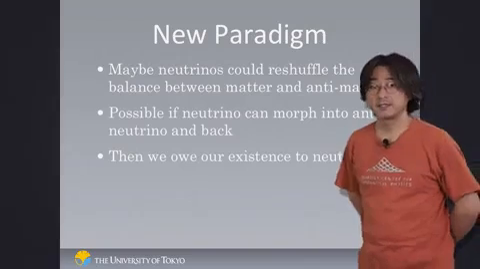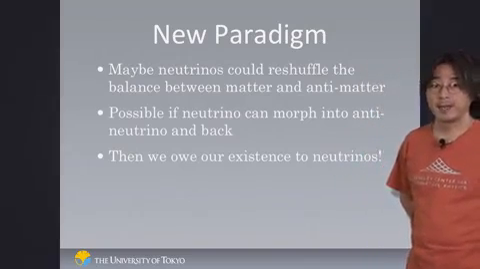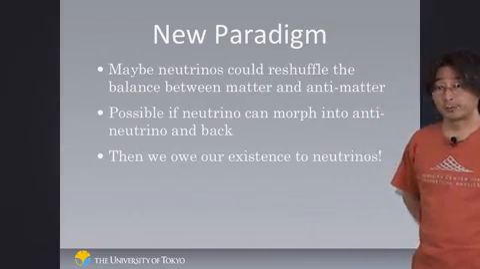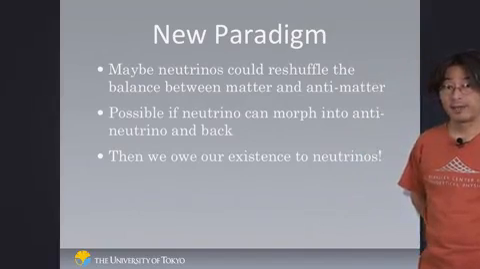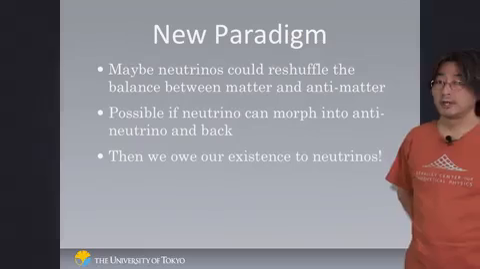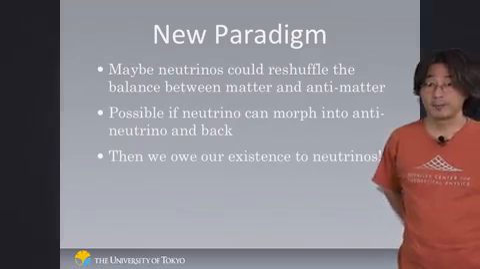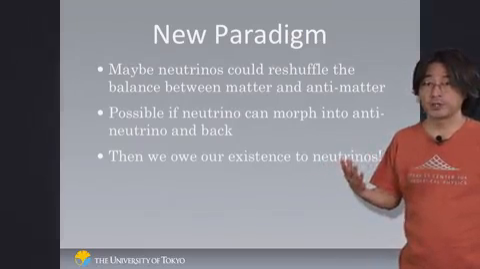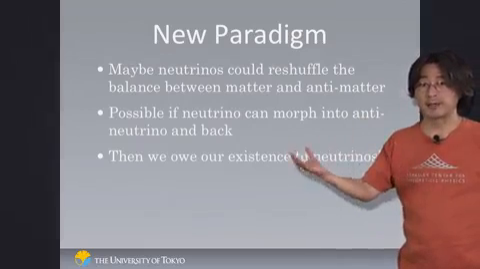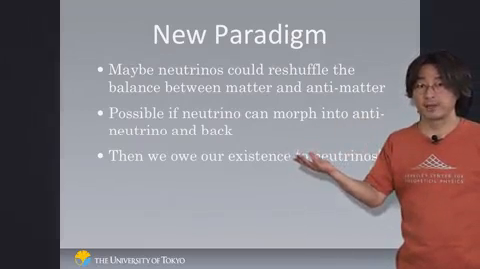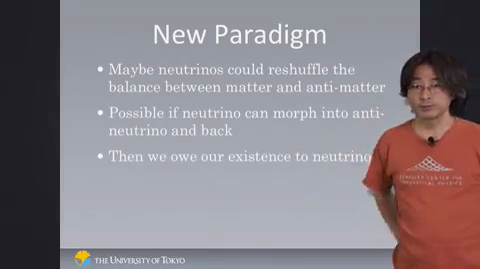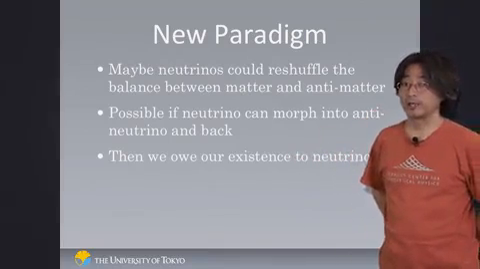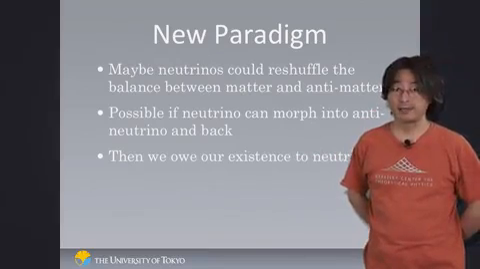So the idea is that now there's a new paradigm. Maybe neutrinos had been responsible for this. And it turns out that the neutrino is a very good candidate for this, because one condition we need is that matter and antimatter can be shuffled against each other. Now, the neutrino also seems to have a very strange property which is helping our case.